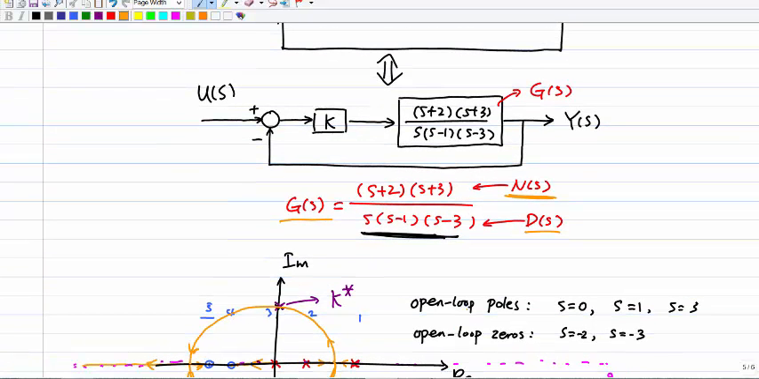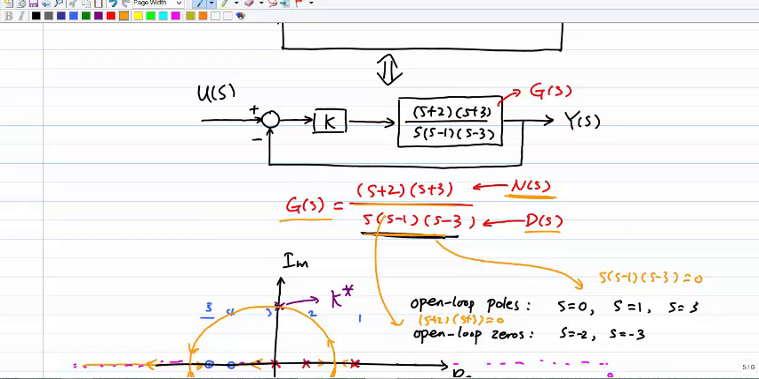Of course, I need to compute the open loop poles. For the open loop poles, you set the D sub s to be 0. So s, s minus 1, and s minus 3, you set to be 0, which should give us the 3 poles: s is 0, s is 1, s is 3. And for the open loop zeros, you do the same thing. You set s plus 2 times s plus 3 to be 0. So you have 2 zeros, which are s equals negative 2 and s equals negative 3.